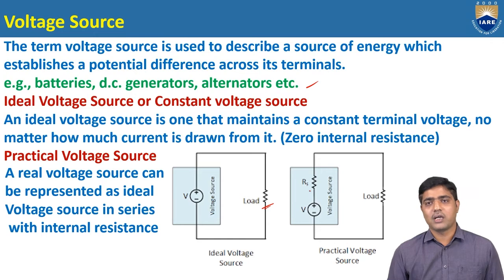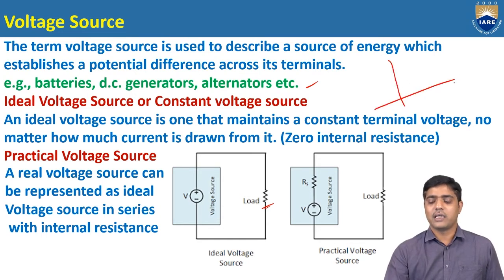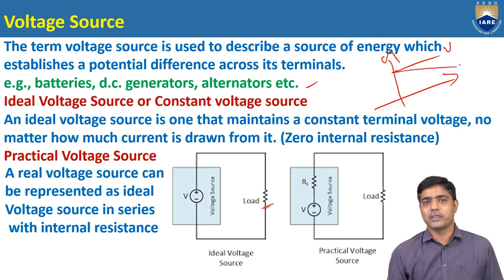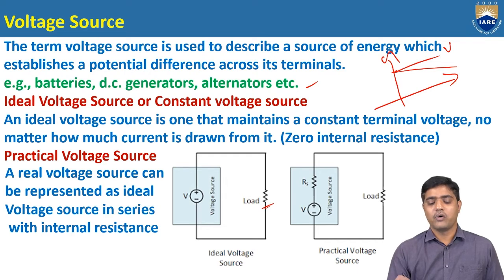And when you are going to draw the VI characteristics of these two cases, as the load increases, here, for the ideal voltage source, this is the terminal voltage, and for a practical voltage source, there will be a small drop in the voltage. So this is how we can differentiate between the practical and ideal voltage sources.